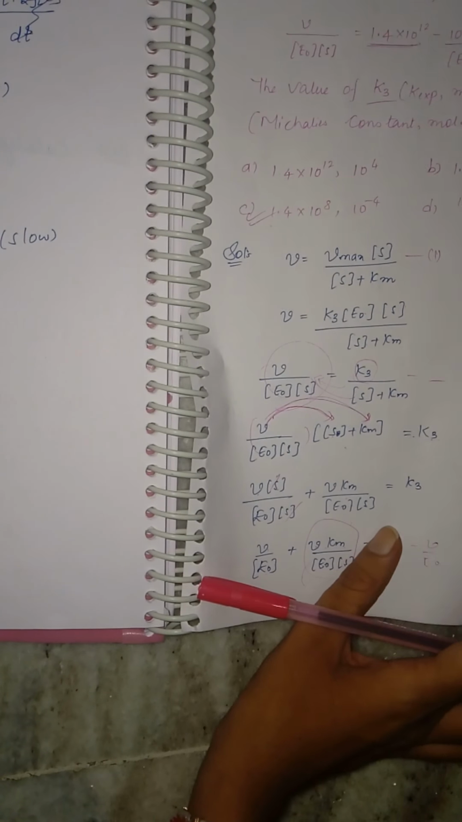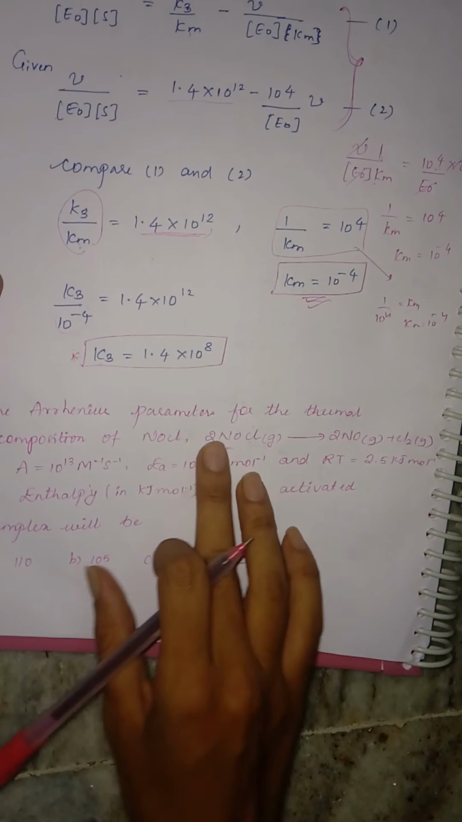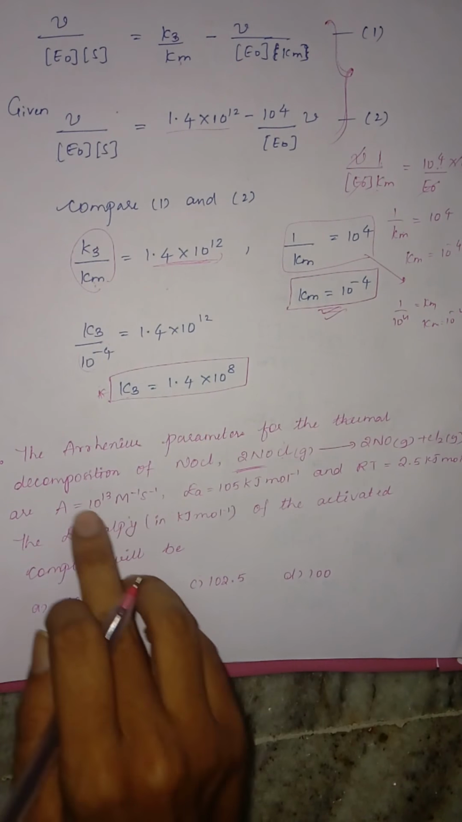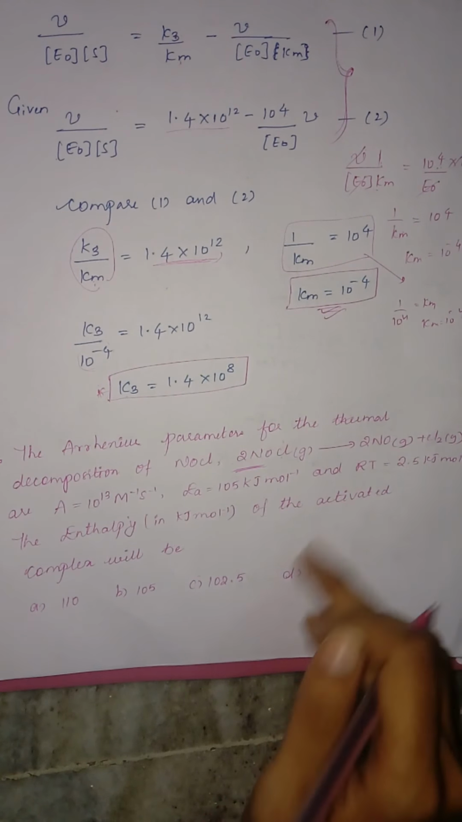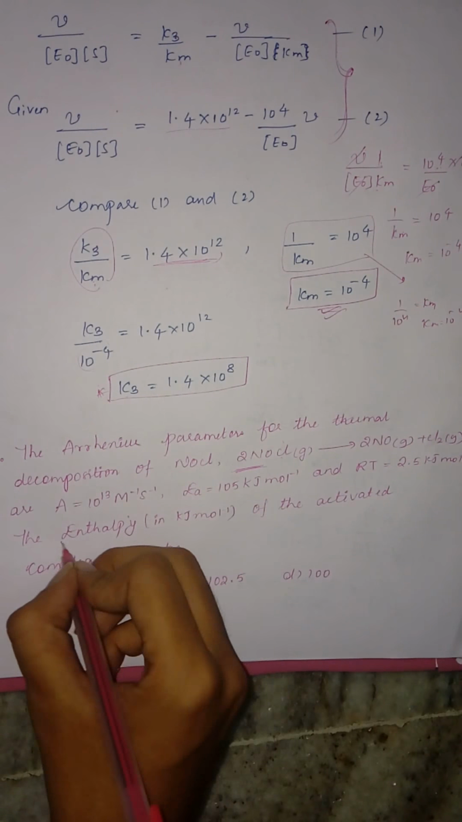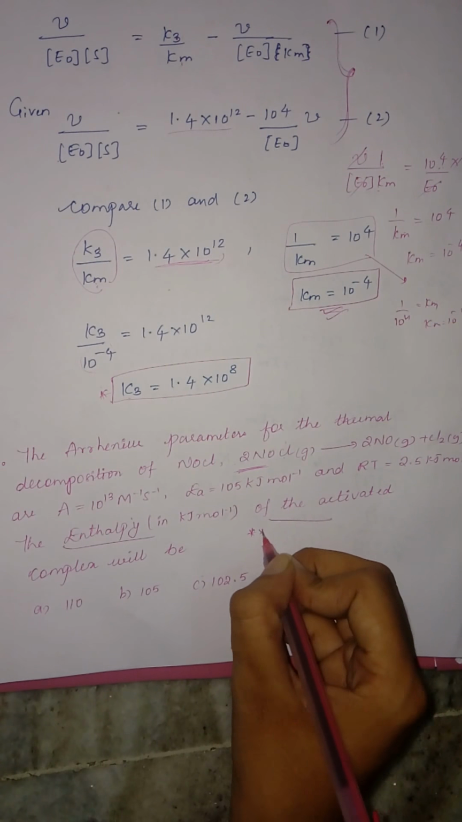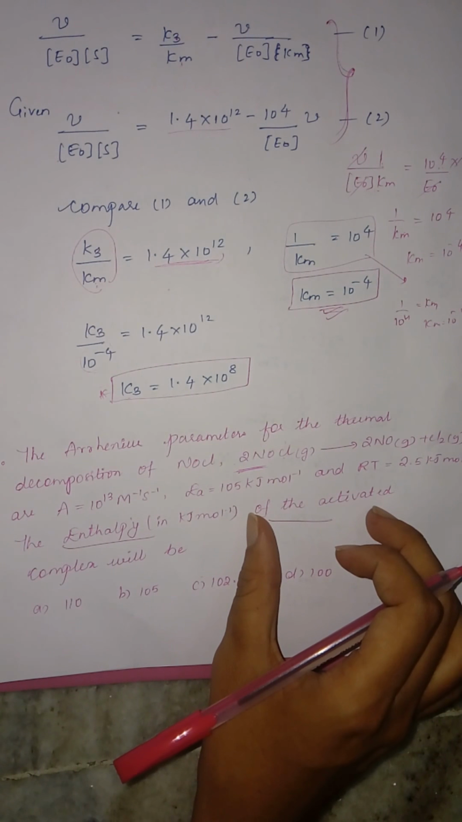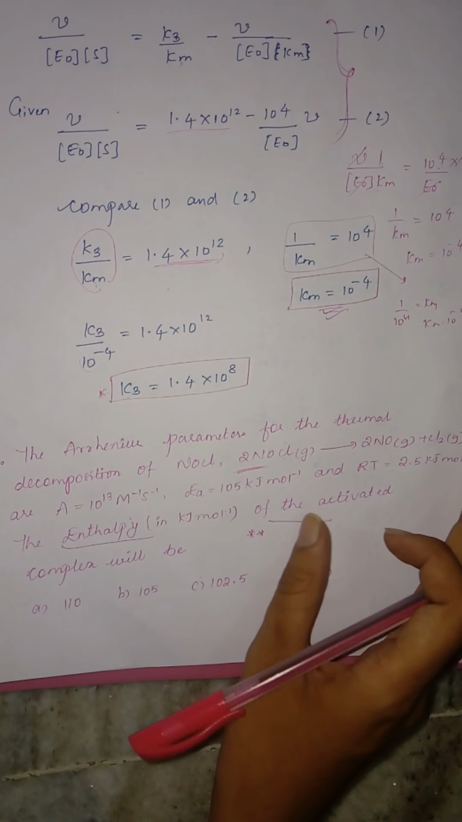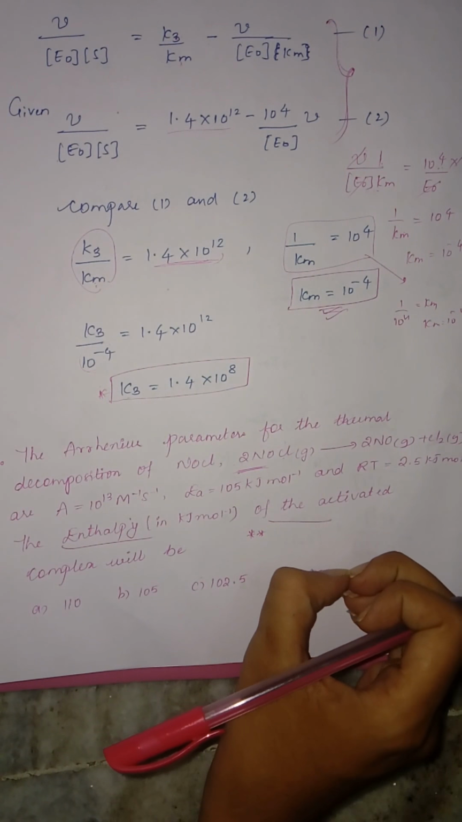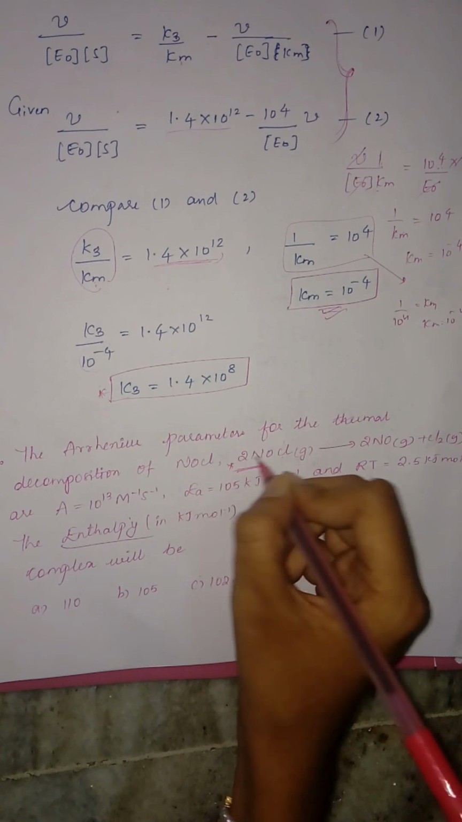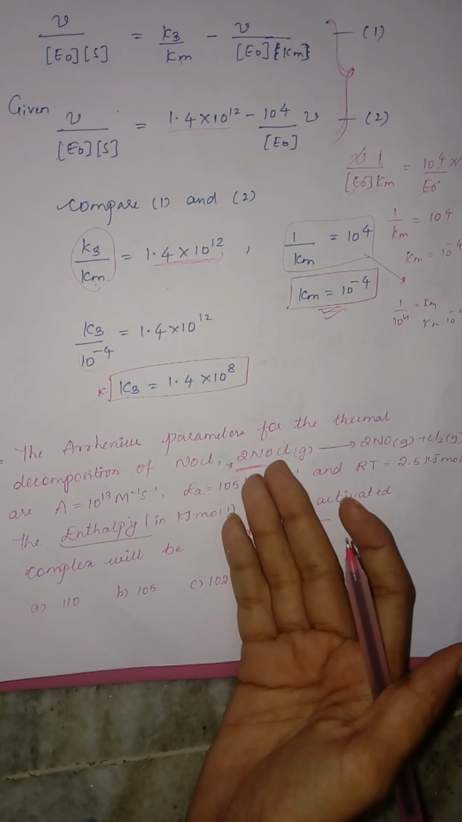Now the Arrhenius parameter for the thermal decomposition of NOCl is given. You have been given the A, EA, RT. You have to find the enthalpy of the activated complex. This is the point you have to focus on. If you go with the final product formation, the formula which I have written on my next page would be different, but because it is given for the activated complex, what you have to know is that in the activated complex also two molecules participate, as it is a bimolecular reaction.